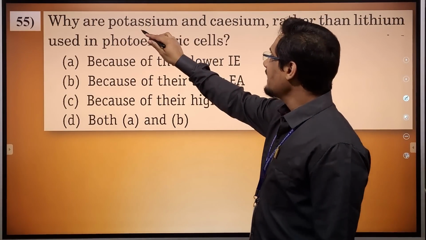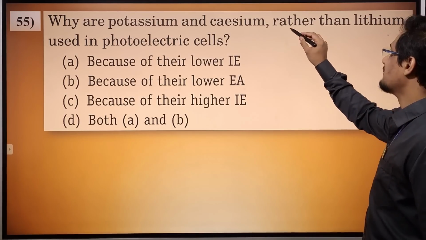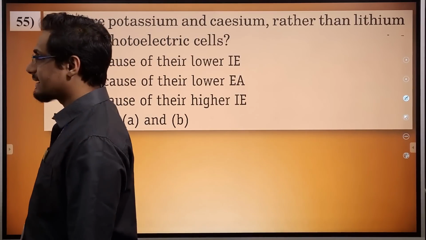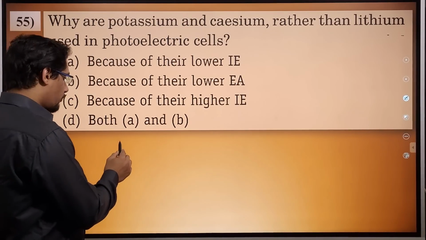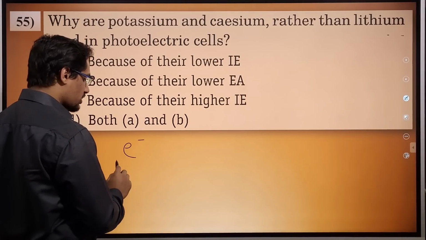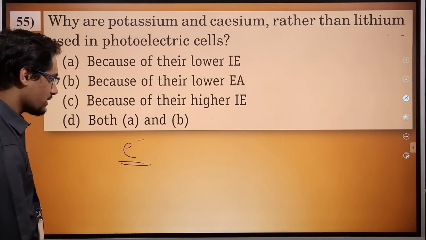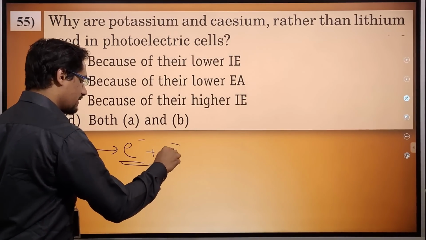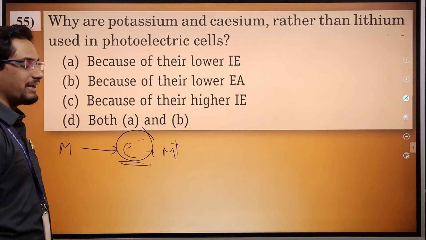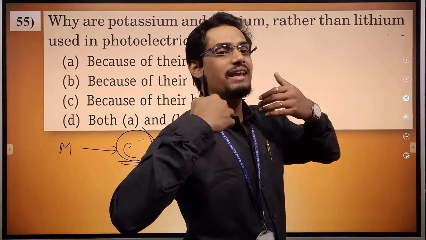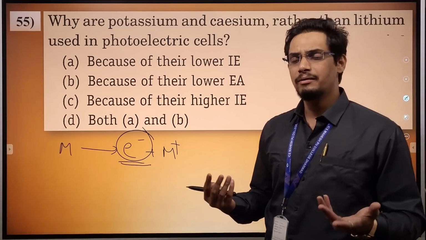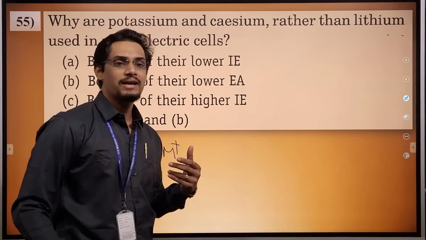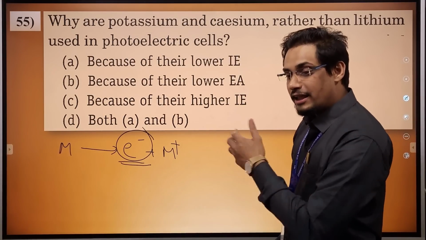Next question. Why are potassium and cesium used rather than lithium in a photoelectric cell? What is a photoelectric cell? What must happen in it? Ejection of electrons must take place. From the metal, it should give an electron, M plus. The element from which the electron comes out easily is the one we should use. So what do we call the electron removal process?